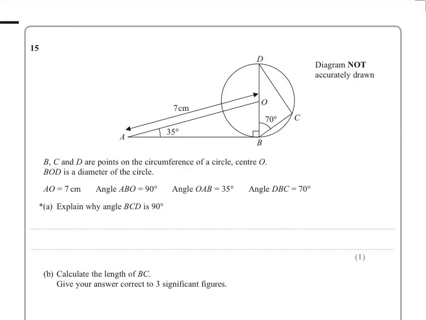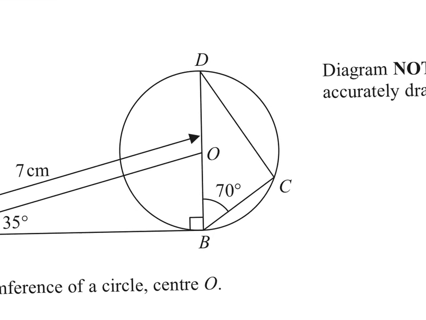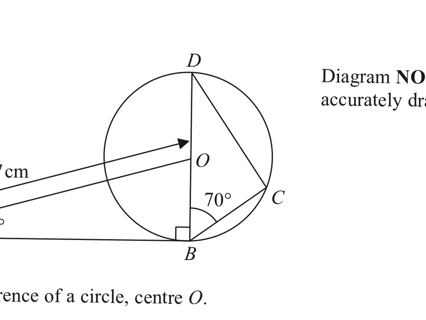So question 15, the first thing we have to do with this question is to explain, so it's QWC here, explain why angle BCD is 90 degrees. Well, without going into too much explanation here, if we have a diameter, which is shown here, BD, then angles in a semicircle are always 90. So this one would be 90 here. If I went from here and then back to D again, that would also be 90. There's another one there. Okay, and you could keep going.